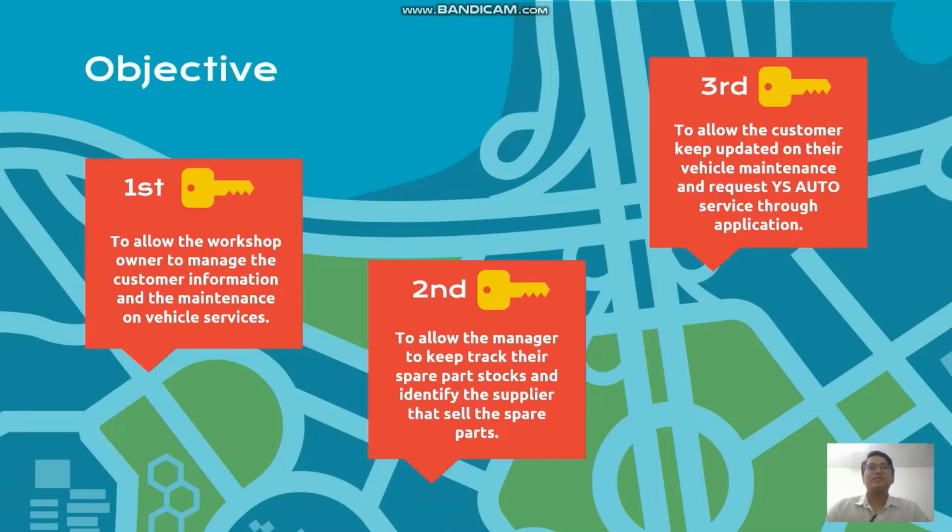So the first objective is to allow the workshop owner to manage the customer information and the maintenance on vehicle service. For the second objective, to allow the manager to keep track of their spare part stock and identify the supplier that sells the spare parts. And then for the last objective, to allow the customer to keep updated on their vehicle maintenance and request YS Auto service through the application.